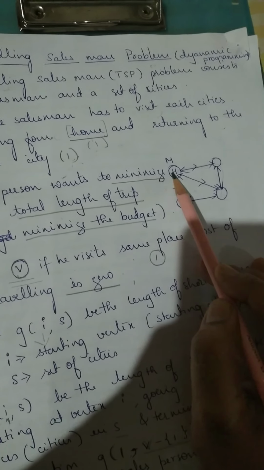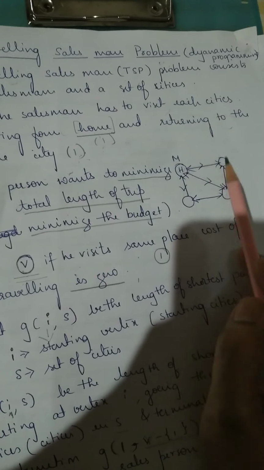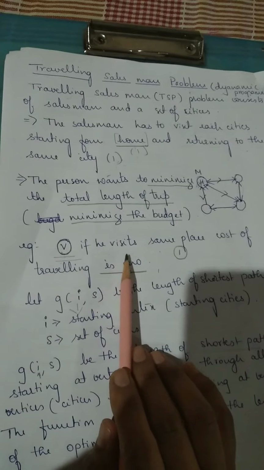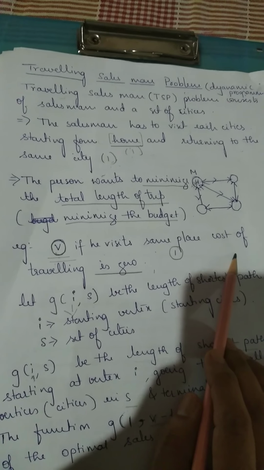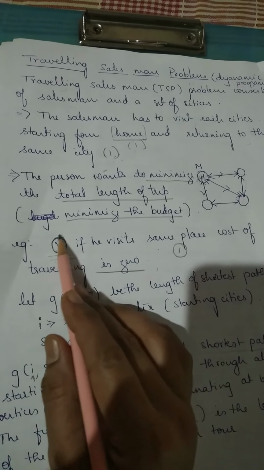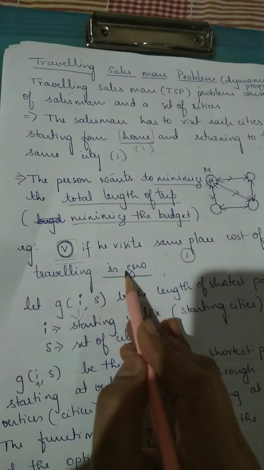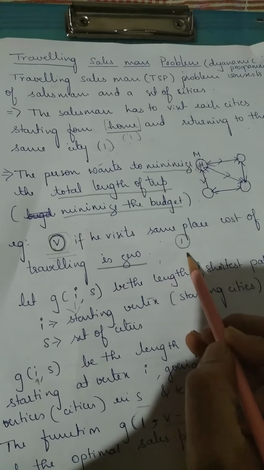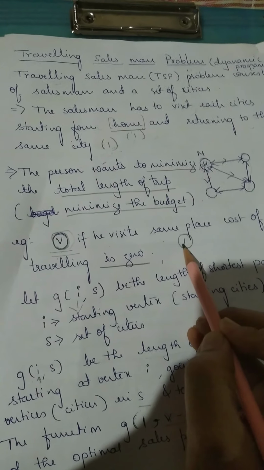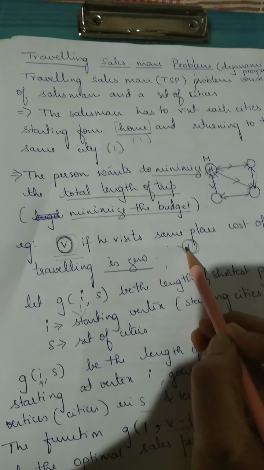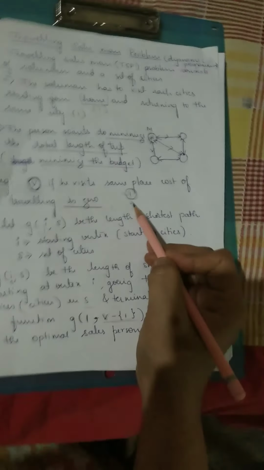This is his home city. He'll start travel from the home city and reach all the cities, and finally he'll come back to the home city. We'll take an example. If he visits the same place, that means he is in the home city and he travels there only, then the traveling cost is 0. If I take a circle or cyclic graph, a vertex 1, and this is a cyclic graph, the traveling cost for this graph is 0.